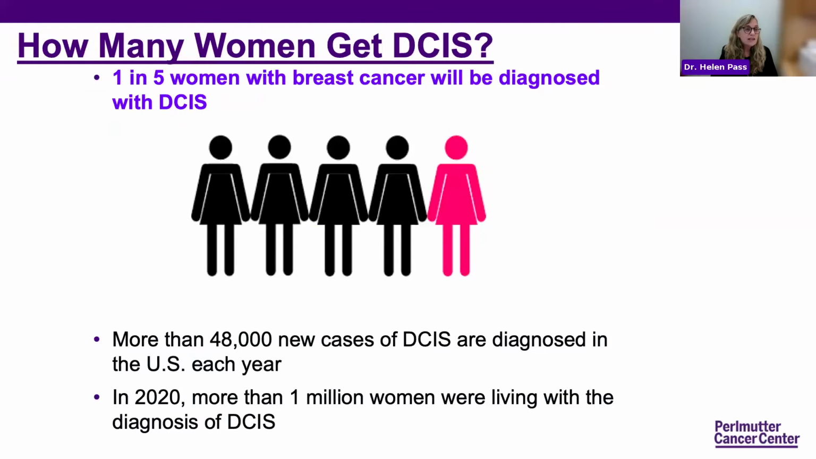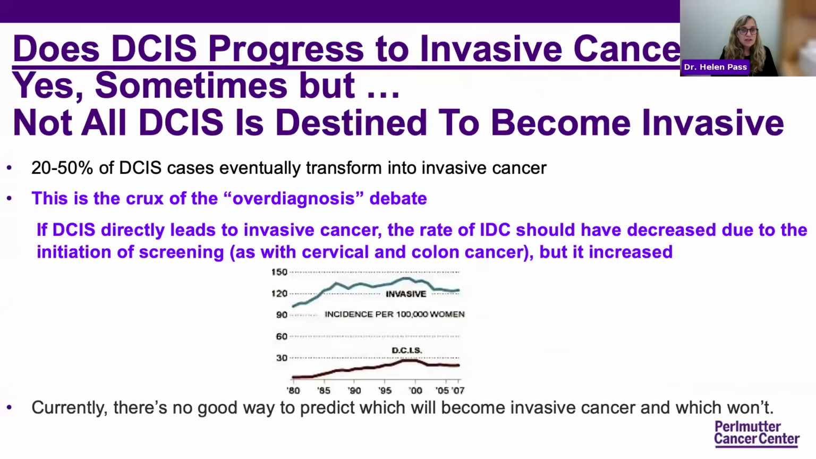So again, you already saw about 20% of women with breast cancer will be diagnosed with a DCIS. There's currently more than 1 million women living with DCIS and about 50,000 new cases a year in the United States. So does DCIS progress to invasive cancer?